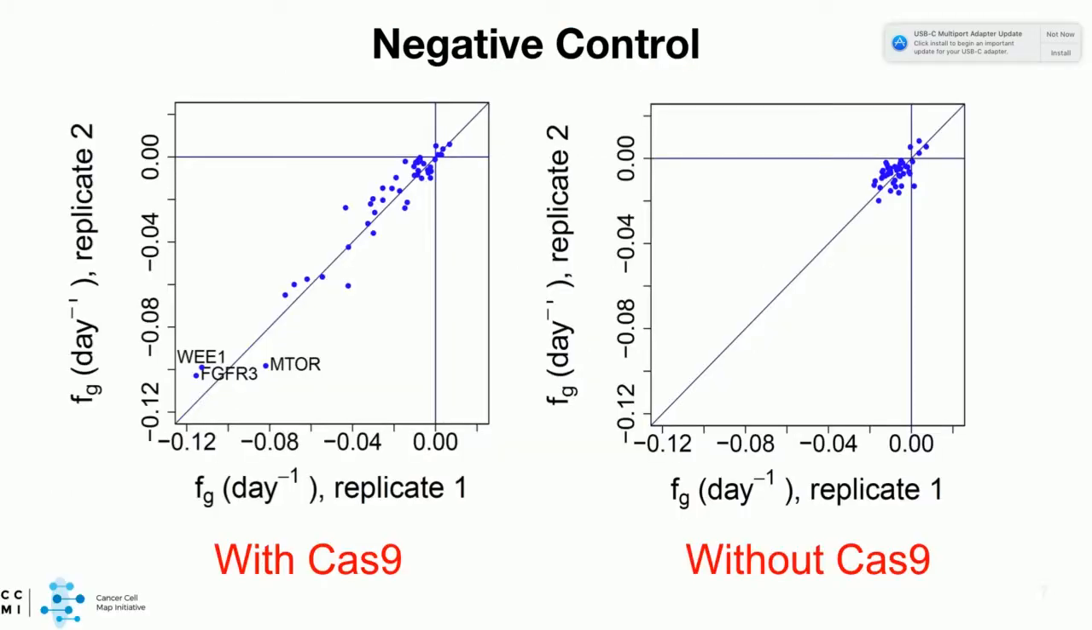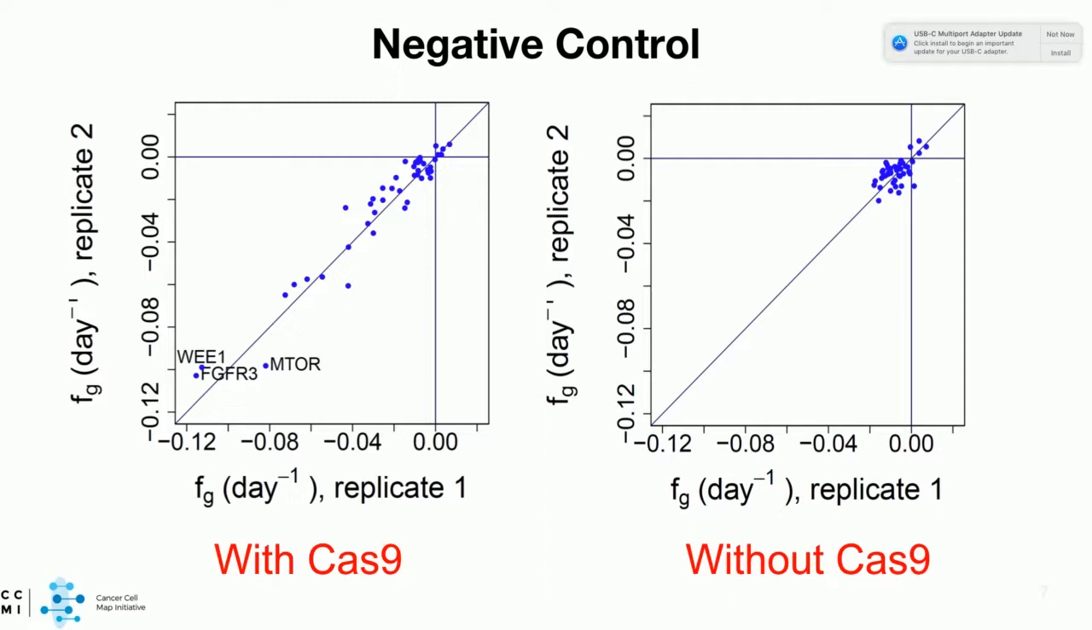So here's an example of our Cas9 null control. What you're looking at here is two independent transductions, and looking at the correlation between the replicates. F sub G stands for the fitness effect of knocking out the single gene. So you can see on the left here that we have a very nice, like 0.95 correlation between our two replicates. Gives us a lot of confidence in the data.